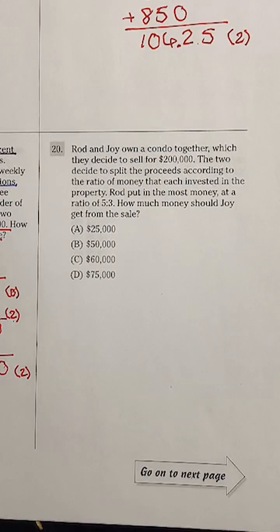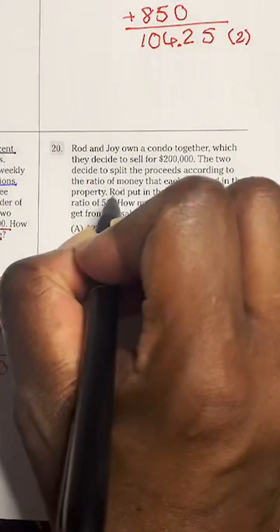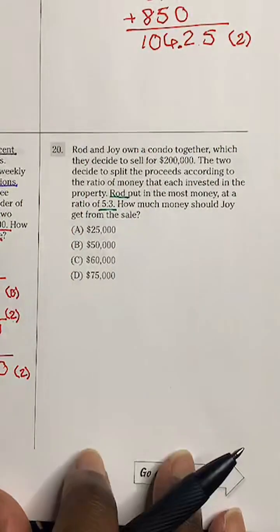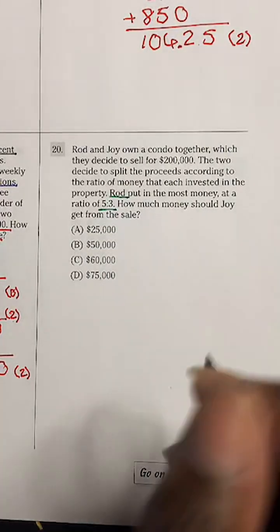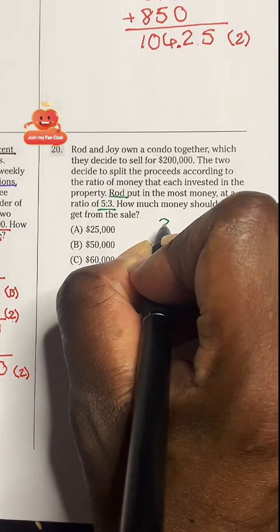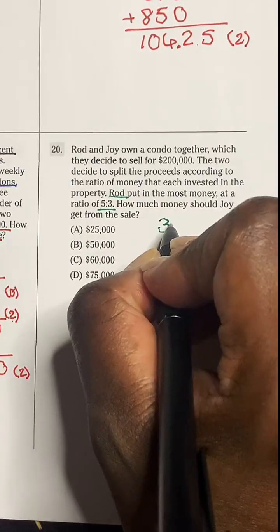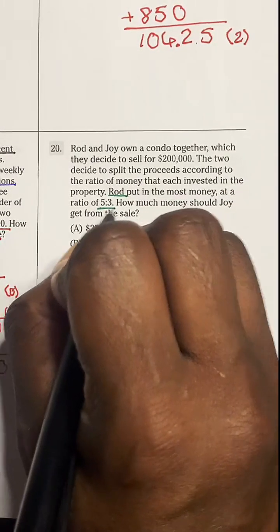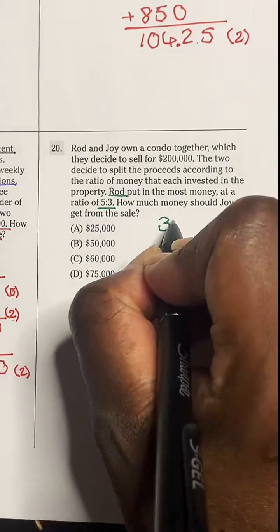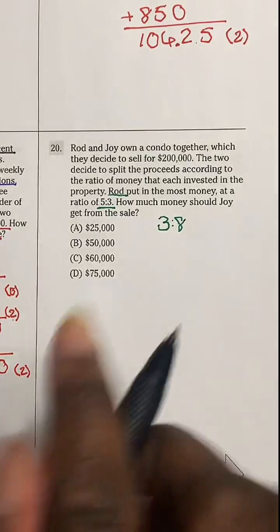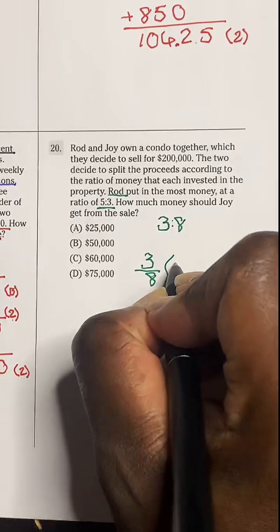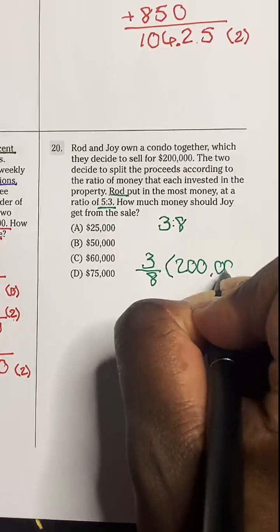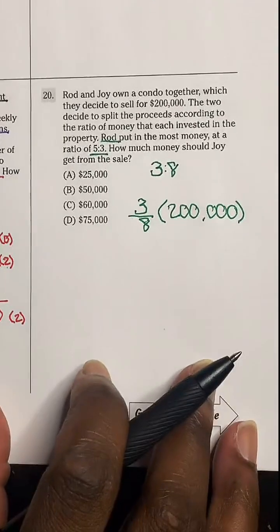All right. Okay, let's take a look. All right, so if Rod put in 5 to 3, that's what that ratio is, 5 to 3. That means Joy must have put in 3 out of the total. Our total, 5 and 3, gives me 8. So basically, we can say it this way: 3/8 of the $200,000 is going to be what represents Joy.